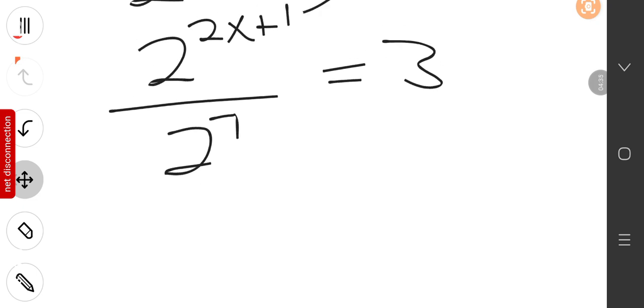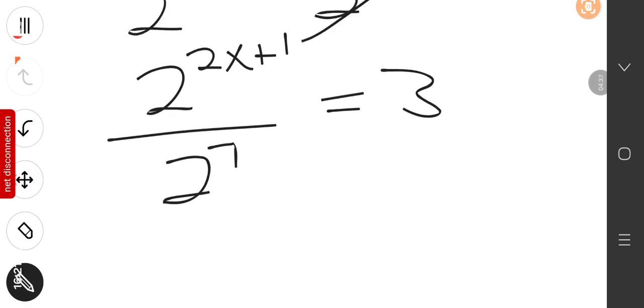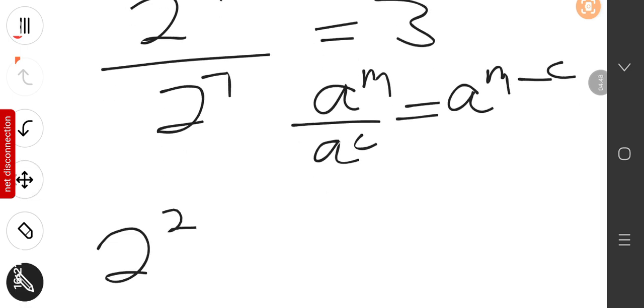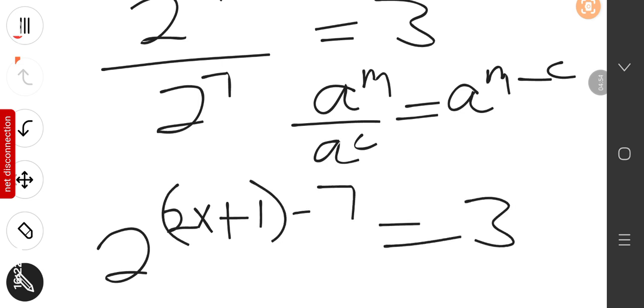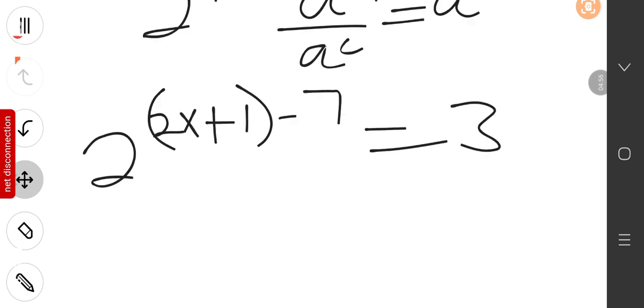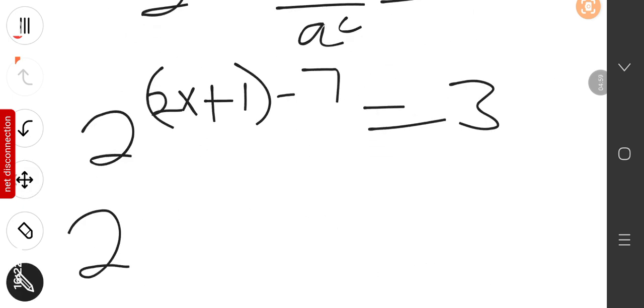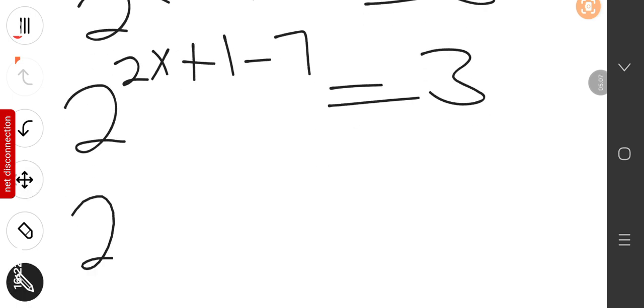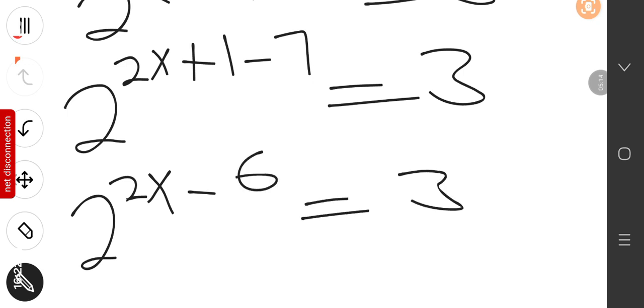Now let's apply the quotient rule. Now let's state the rule. A exponent m over a exponent c equals a exponent m minus c. So our equation becomes 2 exponent 2x plus 1 minus 7 equals 3. So we are going to have 2 exponent 2x plus 1 minus 7 equals 3. Now this is going to give us 2 exponent 2x minus 6 equals 3.